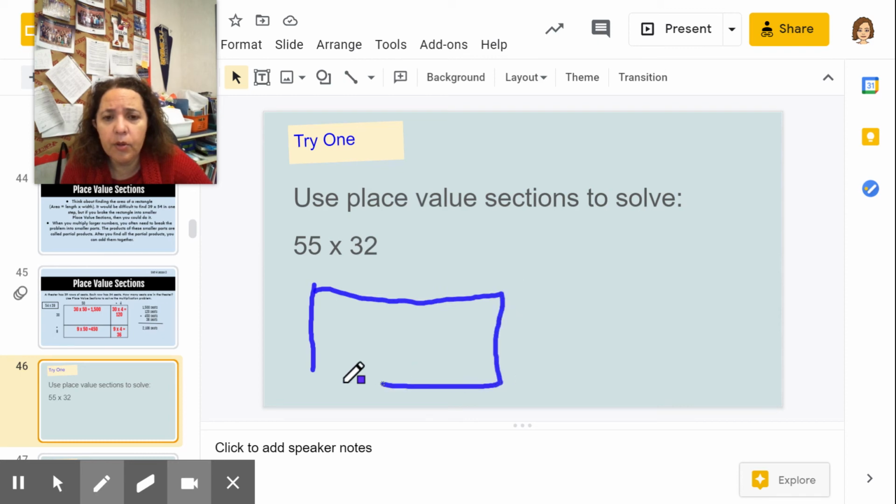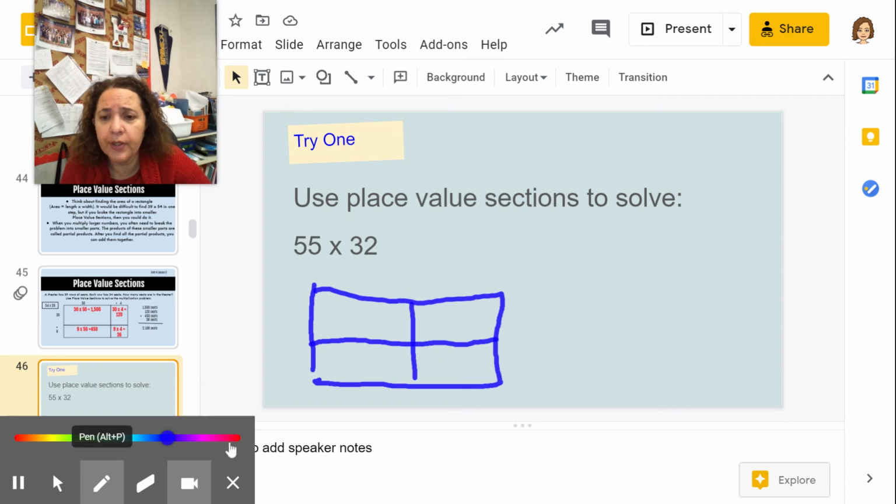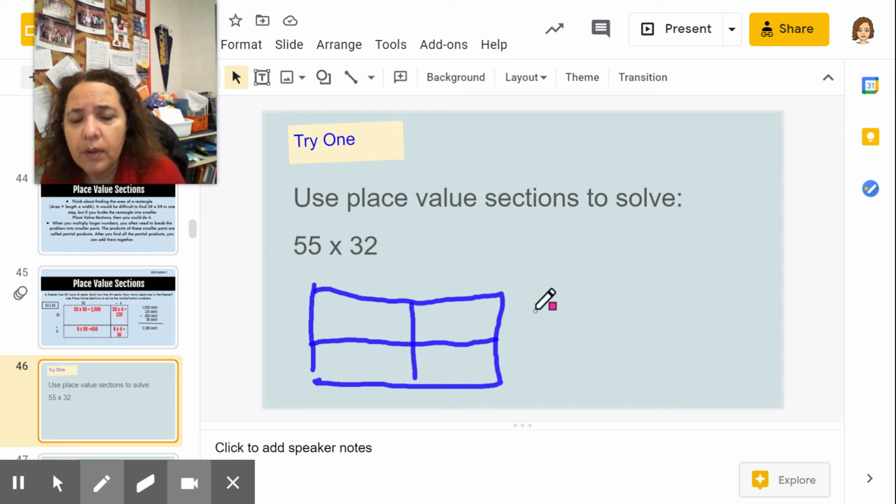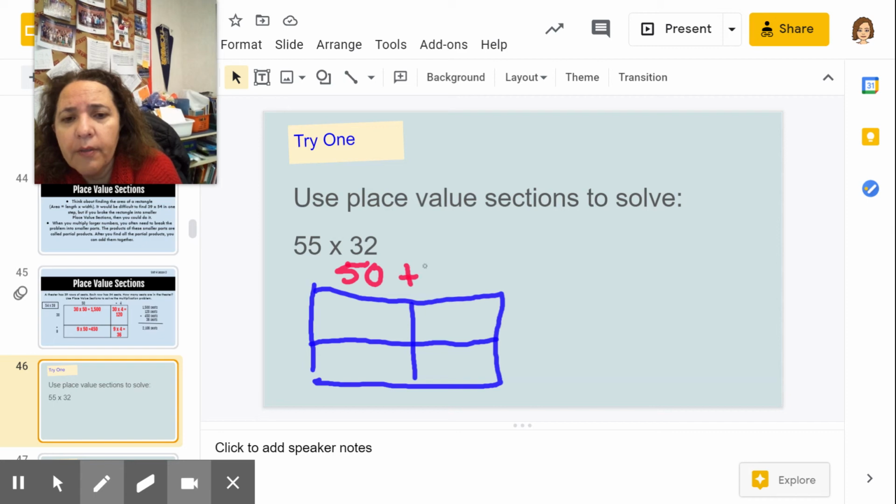I'm trying to make it, and I'm going to split it into 4 parts. That's the first thing you do. Okay, split up into 4 parts. You take your 55, and I'm going to break my 55 apart into a 50 and a 5. So 50 plus a 5 is going to give me my 55.